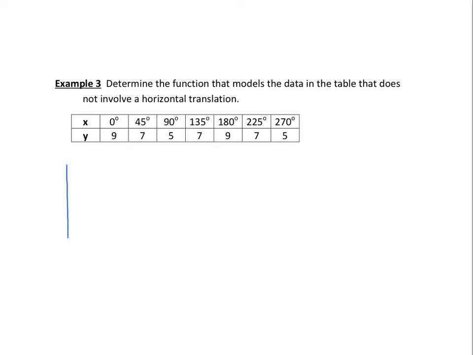So what we have here is a graph that ranges from, as we can see in the table, 5 to 9. So let's mark off 5 and 9 and 7 on our y-axis. So we have a point of 0, 9.